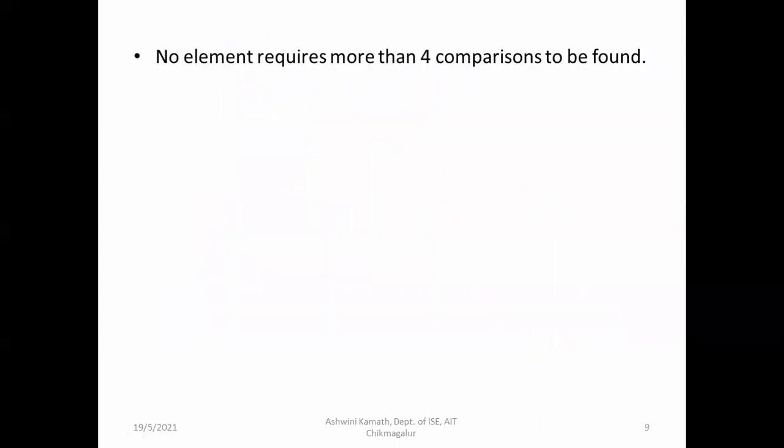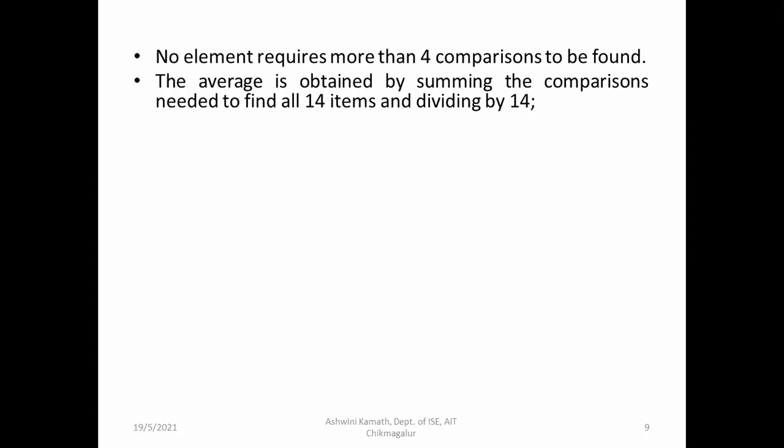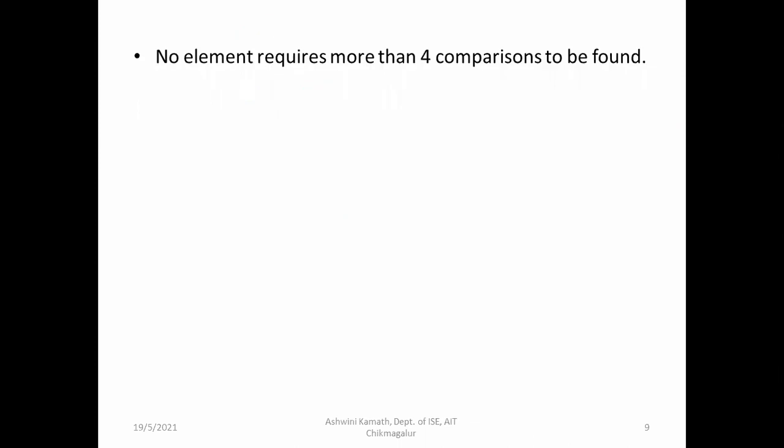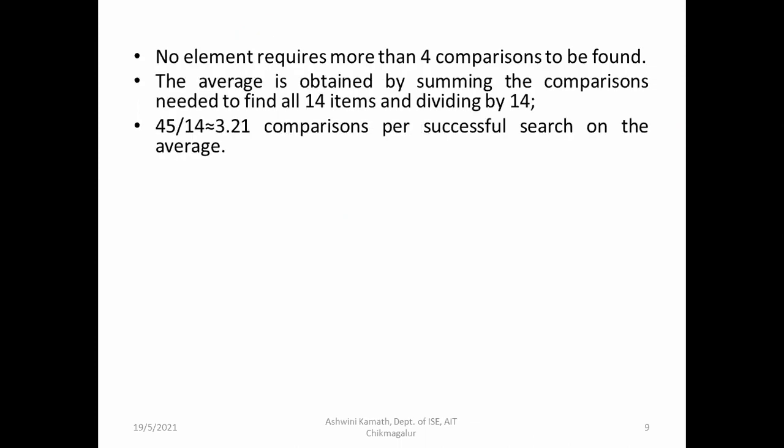No element requires more than 4 comparisons to be found. That is, for the successful search, the maximum number of comparisons will be 4. The average is obtained by summing the comparisons needed to find all the items and dividing by 14. That is 3 plus 4 plus 2, and so on up to the last position, which also has 4. So add all these and divide by 14. We get 45 divided by 14, approximately 3.21 comparisons for a successful search.